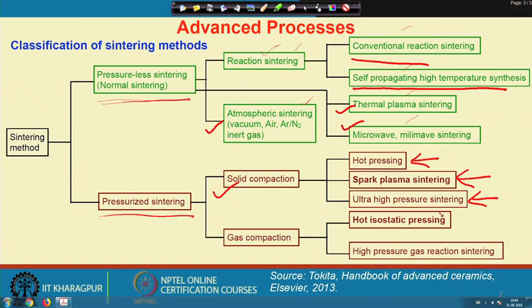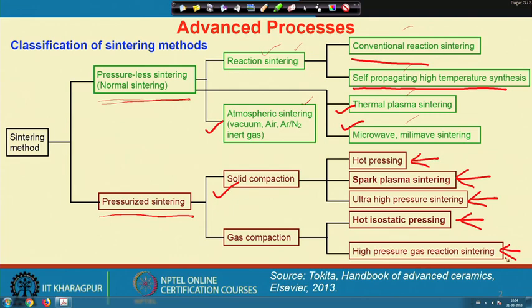On the other hand, we can go for gas compaction, which means the pressure is applied using a gas that is surrounded around a chamber, and that chamber compresses the whole powder. So, this pressure goes in an isostatic manner, that is called hot isostatic pressing or high pressure gas reaction. So, there is a reaction involved, that is the high pressure gas reaction sintering.